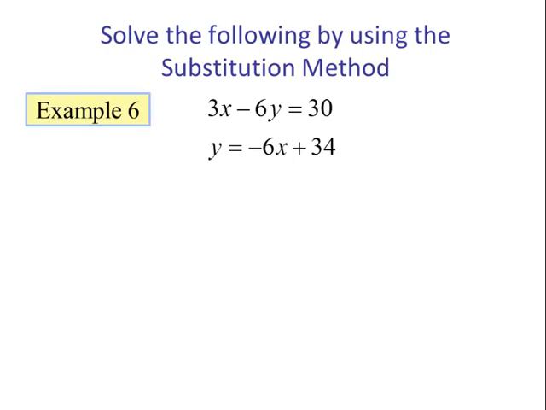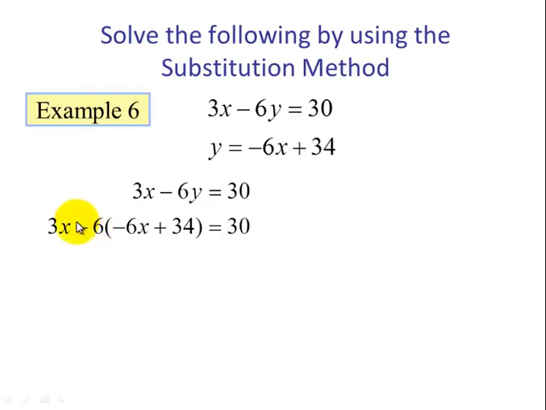Example 6. Solve the system 3x minus 6y equals 30, y equals negative 6x plus 34. So our first step is we want to identify an equation that has x or y by itself. So that's the second equation. I'm going to take this expression, negative 6x plus 34, and substitute that into the first equation. So the first equation, 3x minus 6y equals 30, becomes 3x minus 6 times the expression negative 6x plus 34, and that is equal to 30.